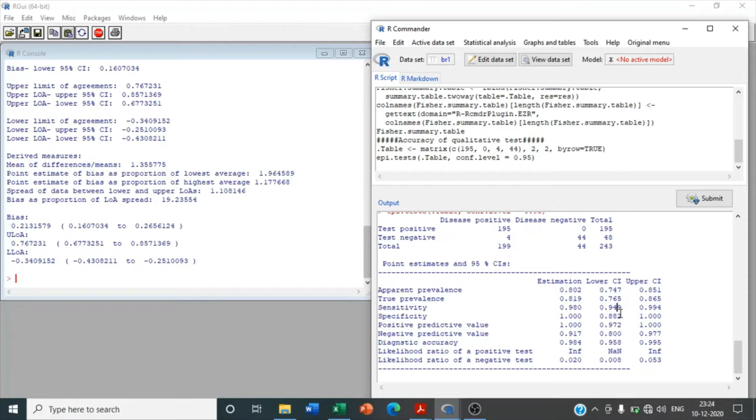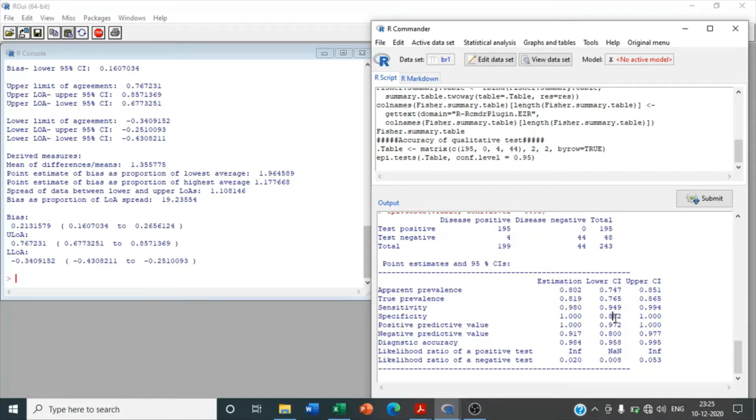Is that high enough? If you take a cutoff of 90% as good enough, this is good enough. However, if you take a cutoff of 95%, maybe it is not good enough. We cannot prove that it is good enough as yet.